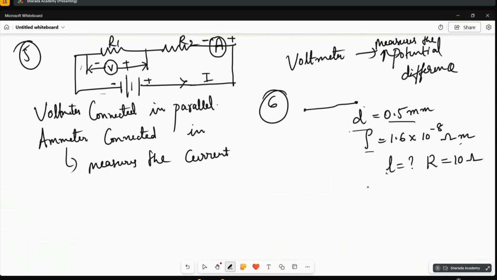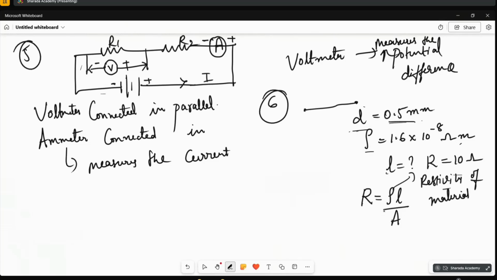Okay. So, the resistance formula is: resistance of any wire will be equal to rho into L by A. What is rho? It is the resistivity of the material. It depends on the material, and he will give the value. The diameter of the wire is 0.5 mm. Now find the length of the wire.